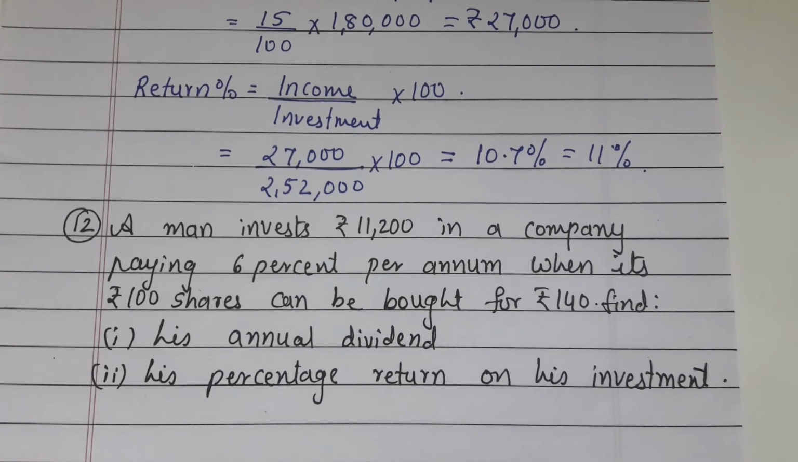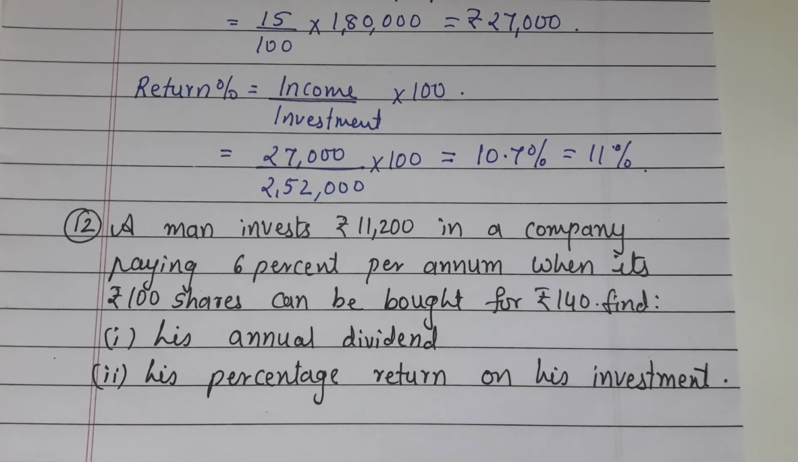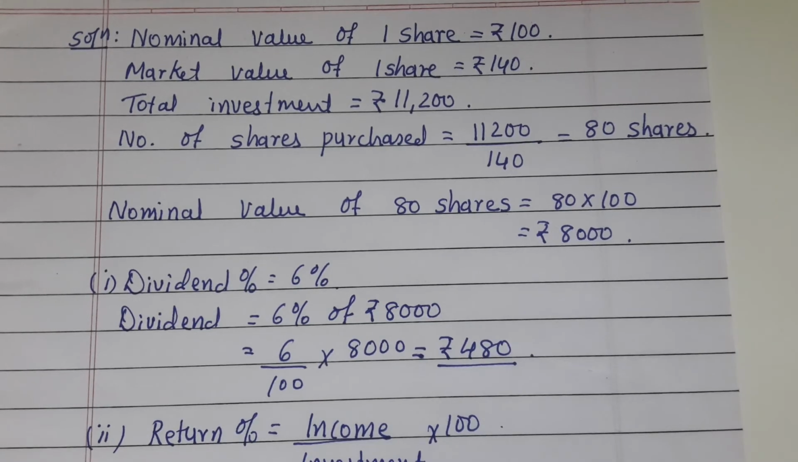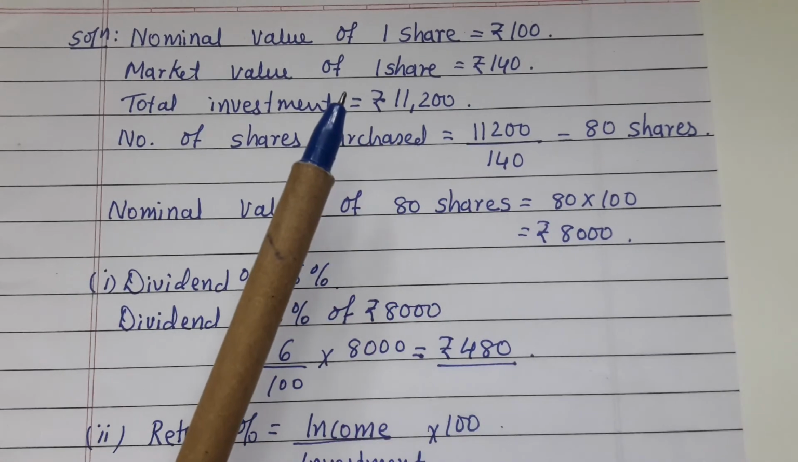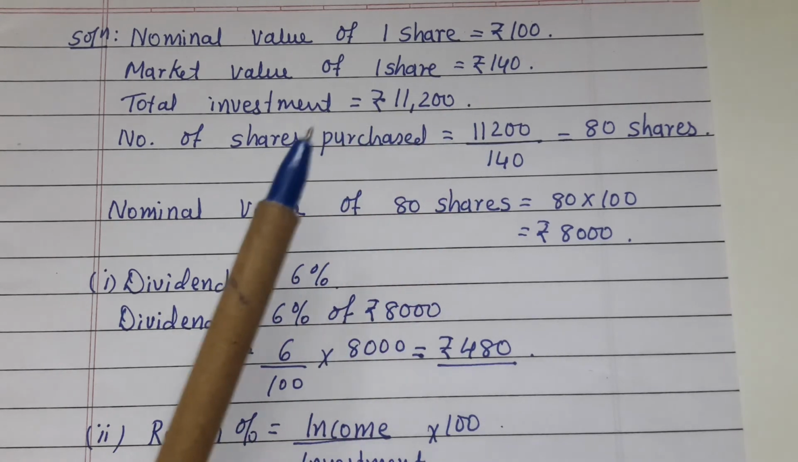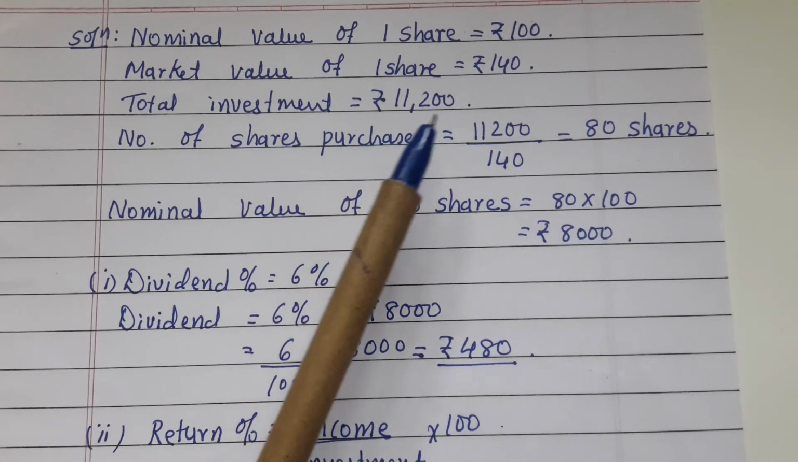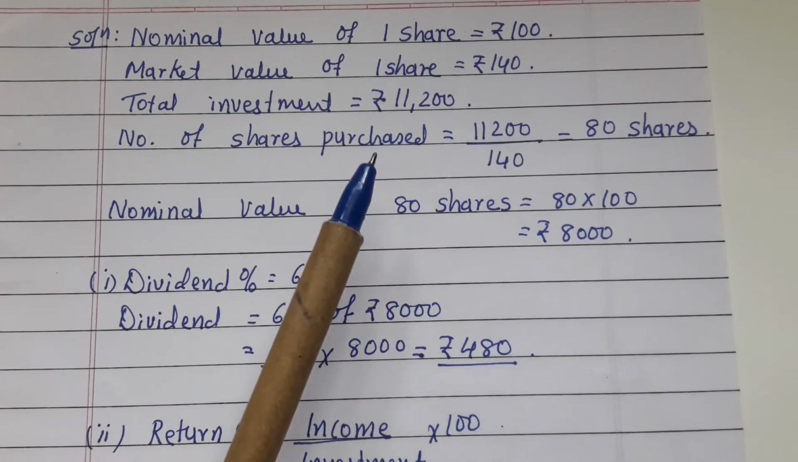Sum number 12. A man invests rupees 11,200 in a company paying 6% per annum when its rupee 100 shares can be bought for rupees 140. Find first his annual dividend, second his percentage return on his investment. Nominal value of one share rupees 100. Market value of one share 140. Total investment rupees 11,200. Numbers of share purchased.